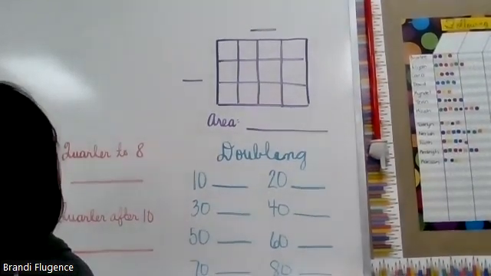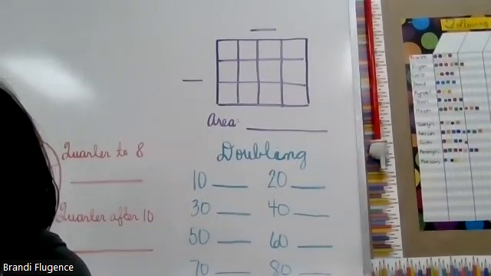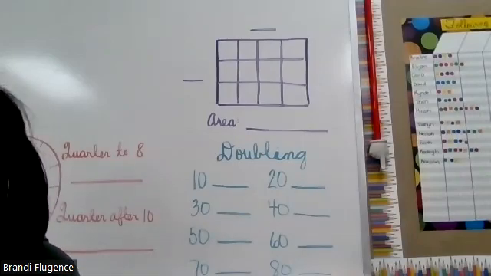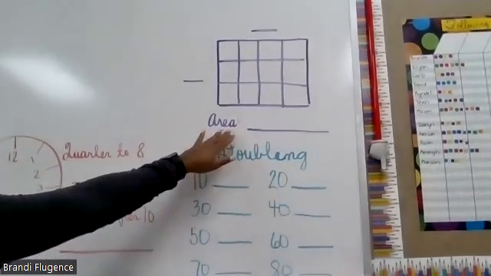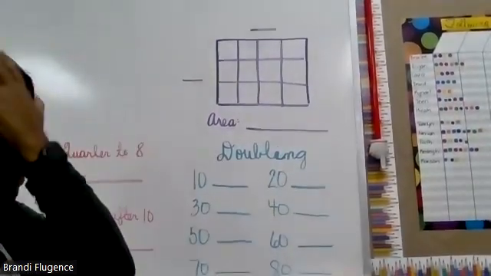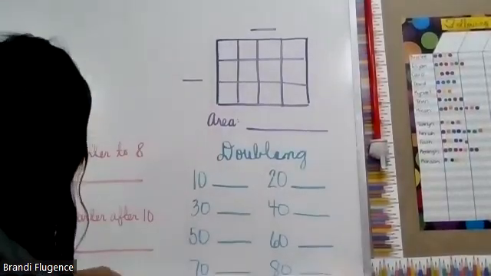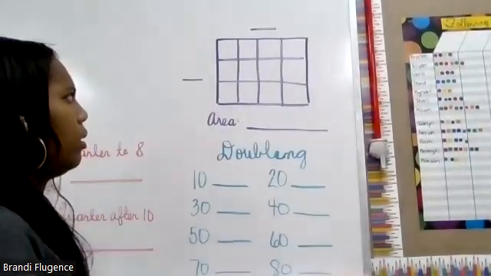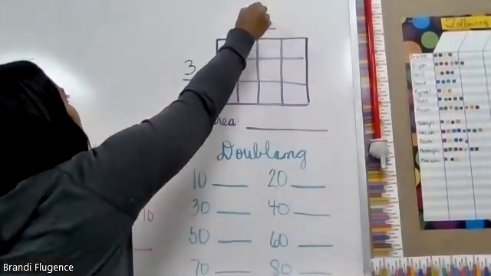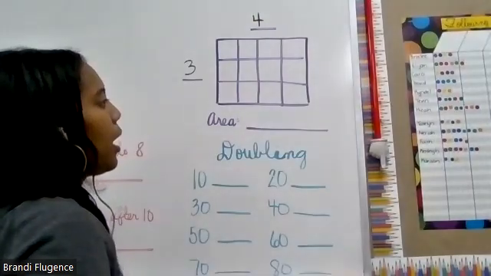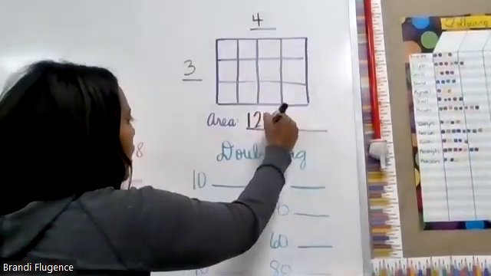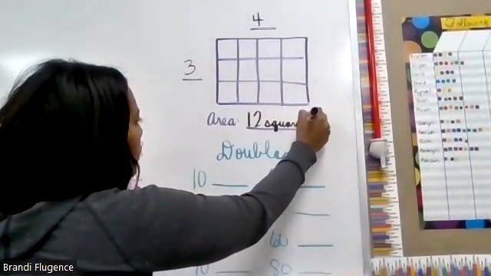I have a couple of things I want to cover on the board. All right, so remember, area, guys, is how many square tiles it takes to fill up a shape. So in this case, how many rows do I have here? 3 rows. How many in each row? 4. So my multiplication number will be 3 times 4. And so the area will be 12 square tiles.